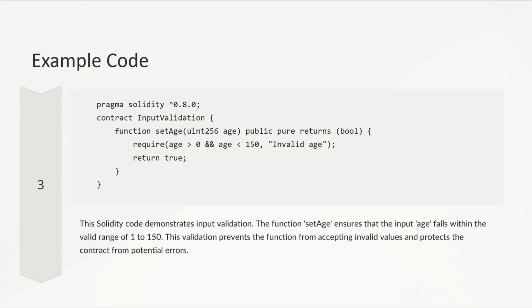Our example demonstrates input validation. The function setAge ensures that the input age falls within the valid range of 1 to 150, preventing invalid values from being accepted and protecting the contract from potential errors.